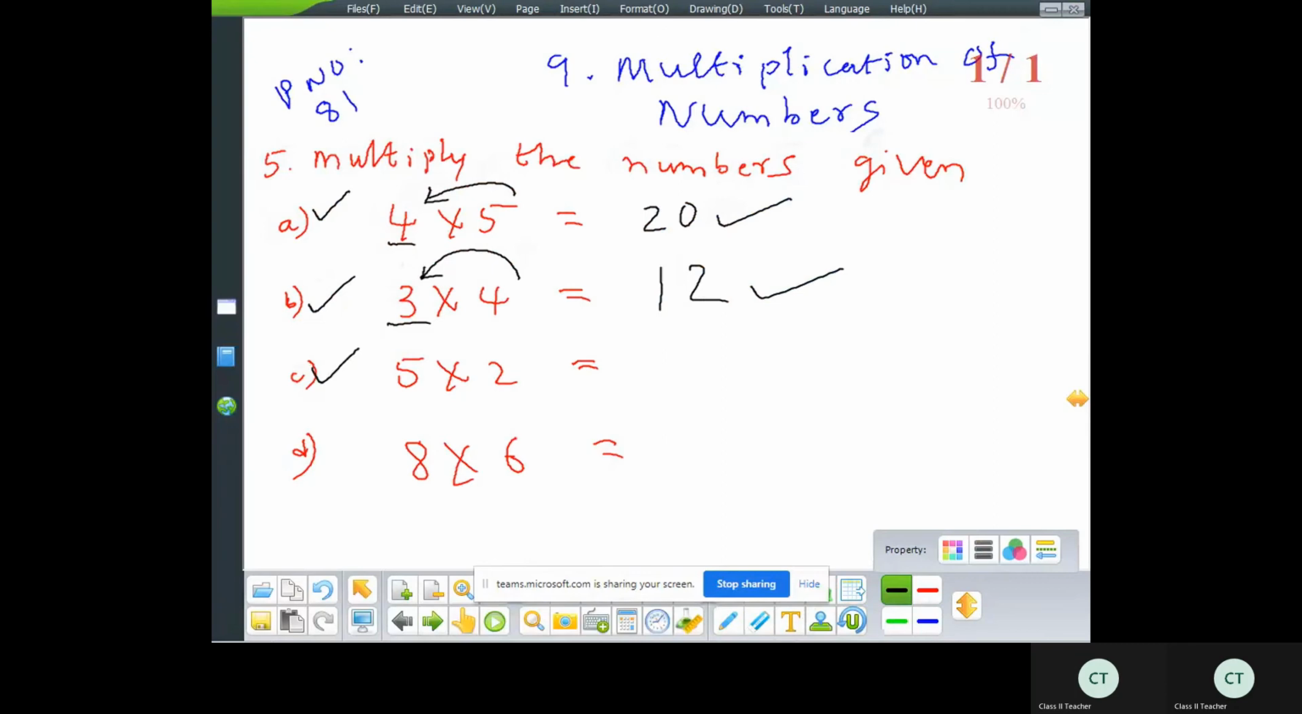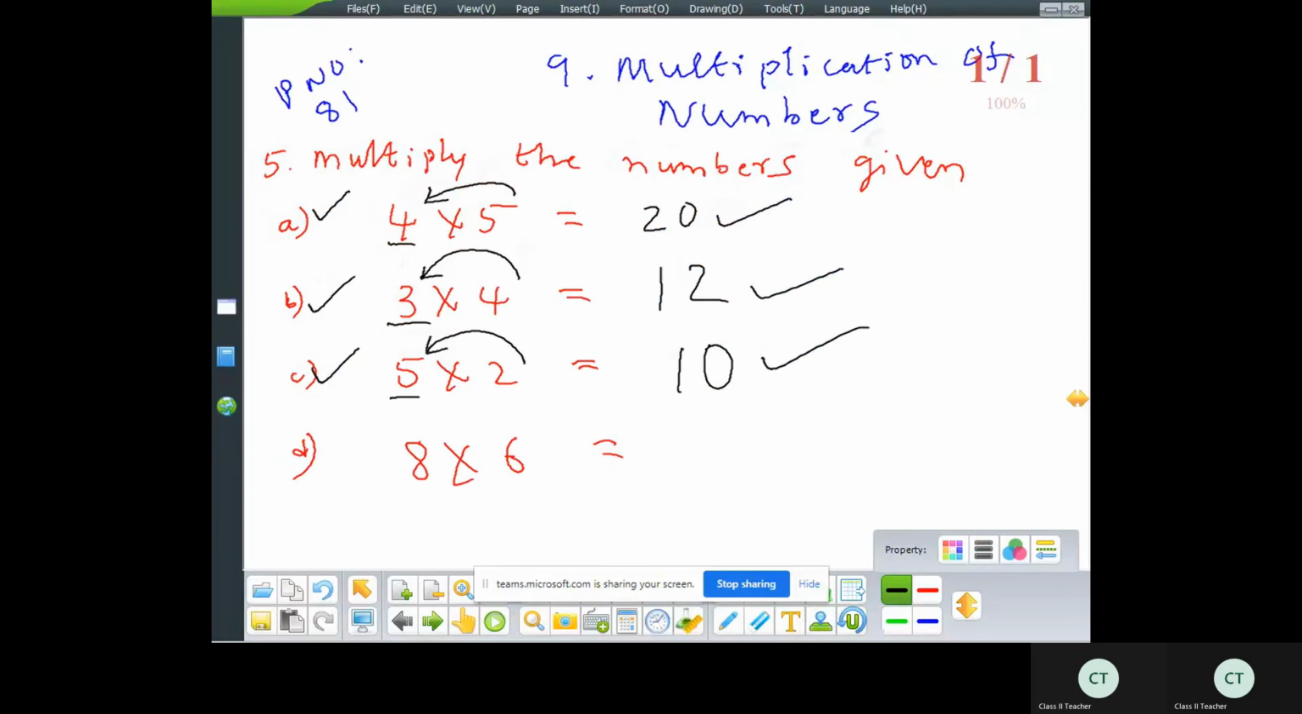5 into 2. 5 is multiplied by 2. 5 times of 2. 5 ones are 5, 5 twos are 10. Or 2 times of 5. 2 is multiplied by 5. 2 into 5. 2 ones are 2, 2 twos are 4, 2 threes are 6, 2 fours are 8, 2 fives are 10.